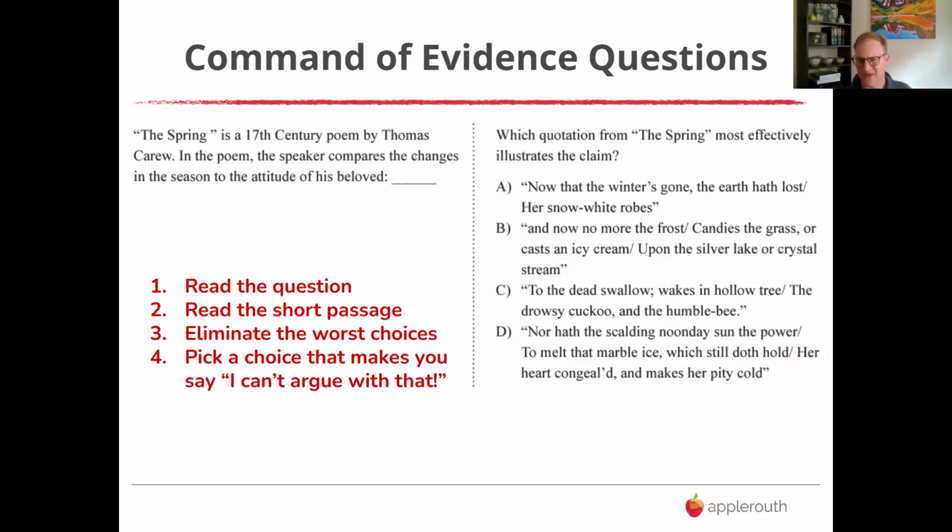We'll go down the list with all these very 1600s, flowery language. The worst answers here are probably B and C, simply because they don't really reference a person. Choice B is talking about frost and lakes and grass and streams. Choice C is talking about birds and bees and trees, but nothing about a person or their attitude. So I'd say not B, not C is how I would go first. That's step 3 there, eliminating those choices.